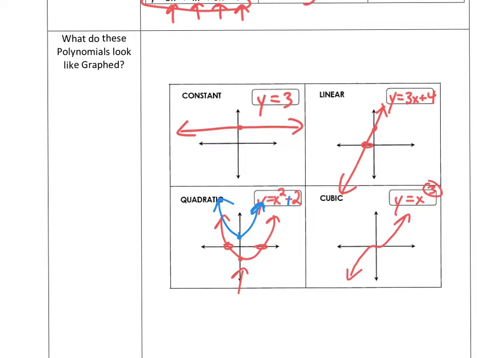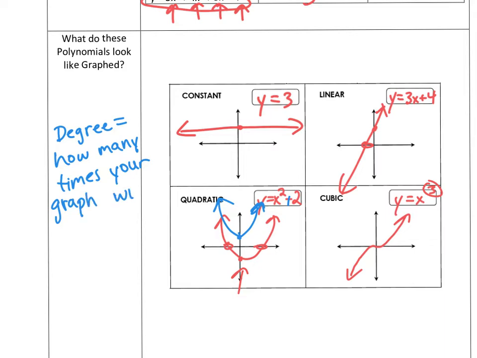So know that, and I want you to write this over to the side: that degree just equals how many times your graph will possibly, and I'm going to underline that and put it in all caps because that's important, will possibly cross your x-axis. So again, it's just the possibility, okay?